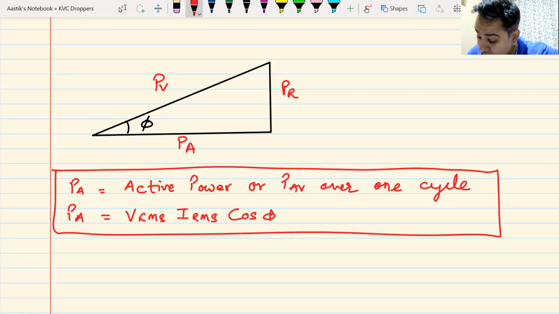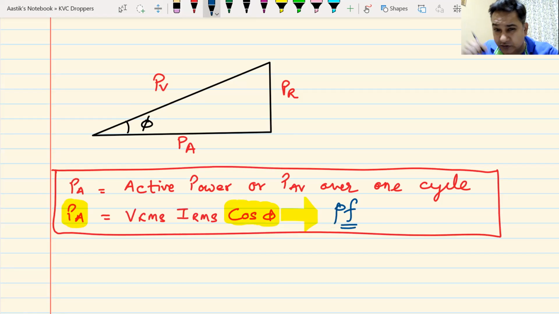This is my active power: VRMS, IRMS, cos phi. Since this cos phi appears in the active power, it is known as the power factor of the circuit, because this cos phi determines how much power the circuit is consuming.